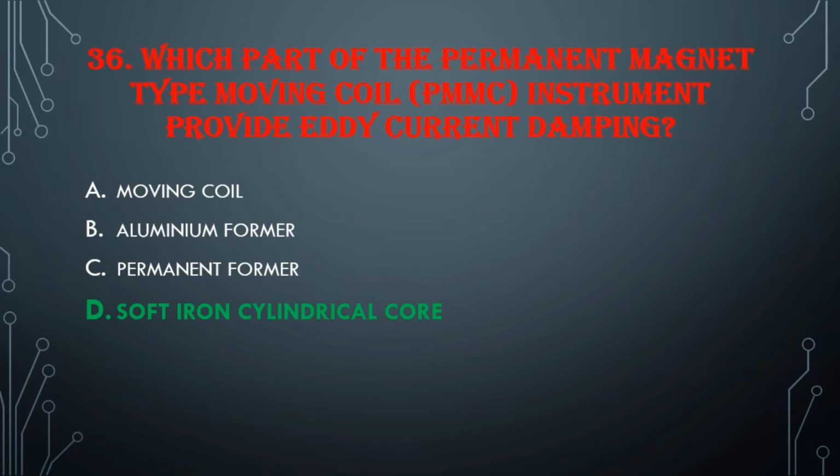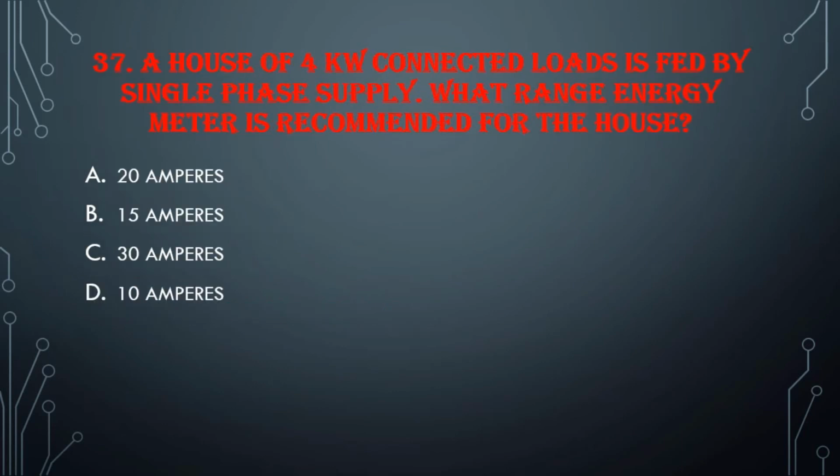The correct answer for this question, my friends, is D, soft iron cylindrical core. The next question for you all, my friends, is that a house of 4 kilowatts connected load is fed by single phase supply. What range energy meter is recommended for the house? The options are A, 20 amperes, B, 15 amperes, C, 30 amperes, D, 10 amperes. And your time starts now.